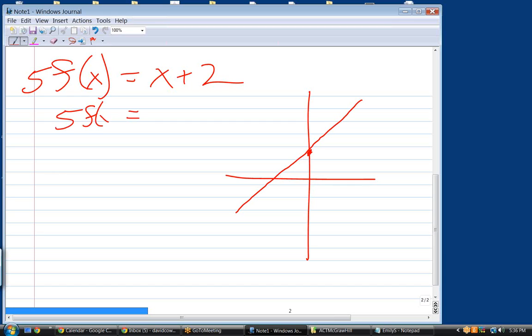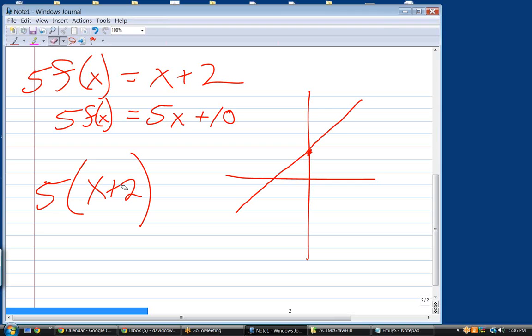5 times x. Oh, it's just 5 of x. 5 times x plus 10. You see why? You do it to the entire equation. Yeah, a vertical stretch is where you multiply the entire function by whatever the vertical stretch factor is. And since the function was x plus 2, I have to multiply x plus 2 times 5. And so I'm just distributing it. I'm doing that, and it comes out 5x plus 10.